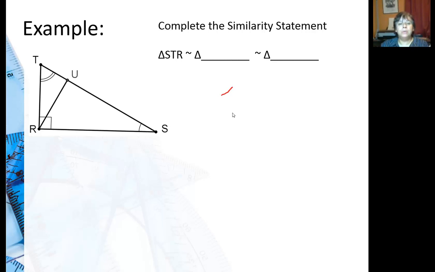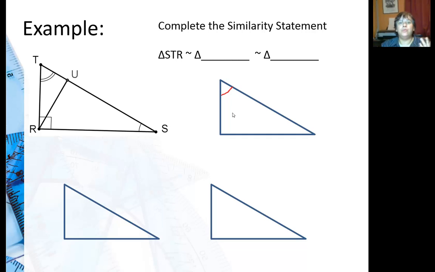So the first thing I do is draw three triangles, really, because I've got three different triangles. And I'm going to go ahead and put in the right angles. Ignore the red mark for the moment. Then I'm going to put in all of the angles that match angle T here. All three of these are going to have an angle that's congruent to T. And then they're all going to have an angle that's congruent to angle S. Start with the big one that's in the same orientation. So TRS. That's pretty easy to fill in.